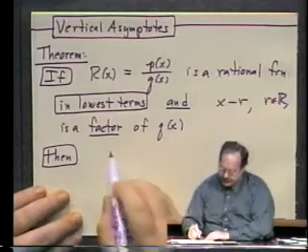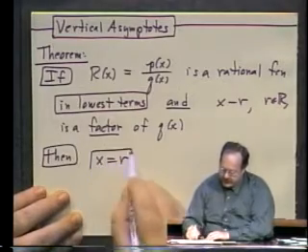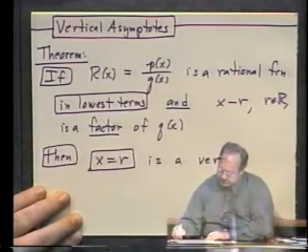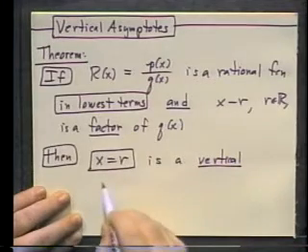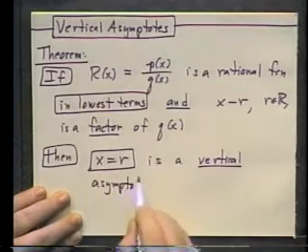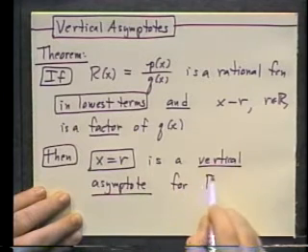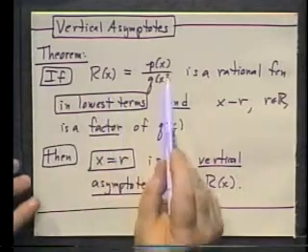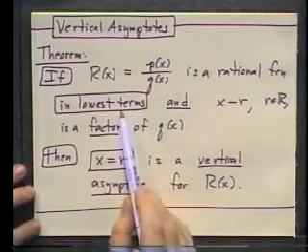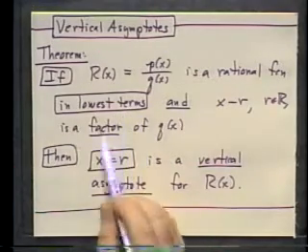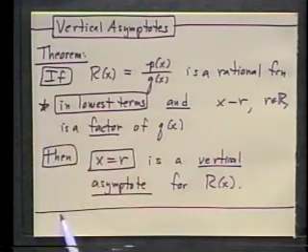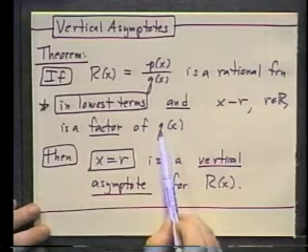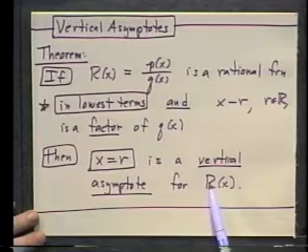Then what's the conclusion for all this? The conclusion is that if you take the vertical line x equal r, that vertical line is a vertical asymptote for R of x, the rational function we began with. So, if you have a rational function and a top and a bottom, and this rational function is in lowest terms, which is a crucial point, then if x minus r divides the bottom, then x equals r is a vertical asymptote for the function.